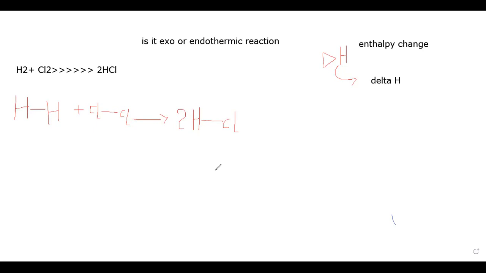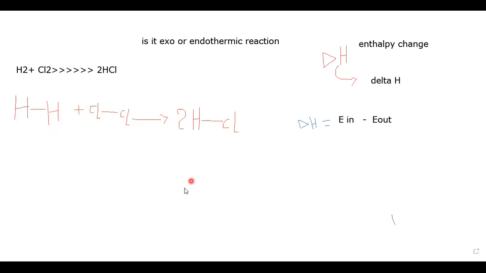How can you find delta H of the reaction? Keep this in your mind: delta H of any reaction equals energy in minus energy out. What is energy in? Energy in is the energy of the reactant.